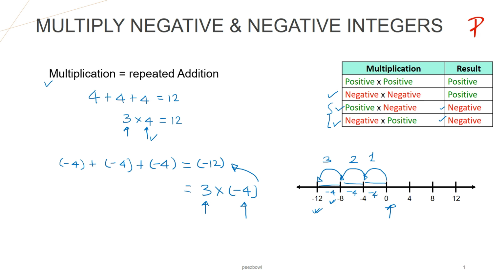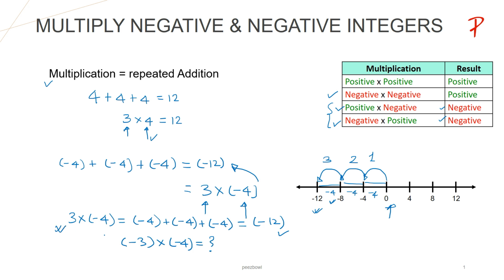Now we will take same example, that is 3 multiplied by minus 4 is equal to minus 4 plus minus 4 plus minus 4, and this is nothing but minus 12, and we are trying to find out what is the result when we multiply minus 3 and minus 4, right? So using this 3 multiplied by minus 4, we will try to find out minus 3 multiplied by minus 4 and what is the outcome of it.